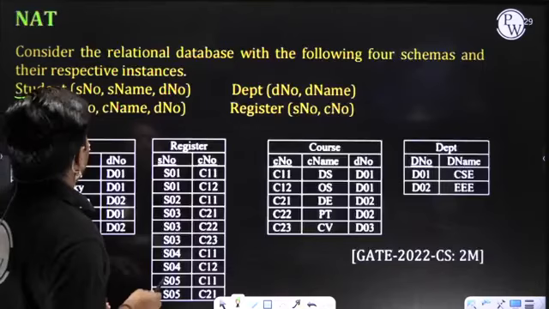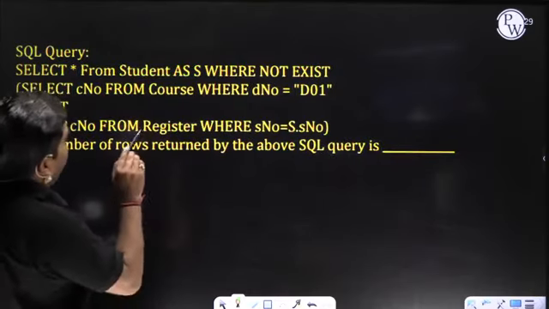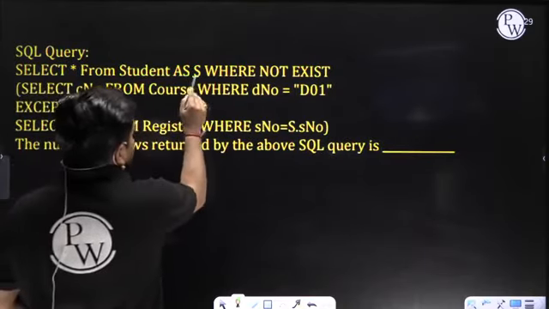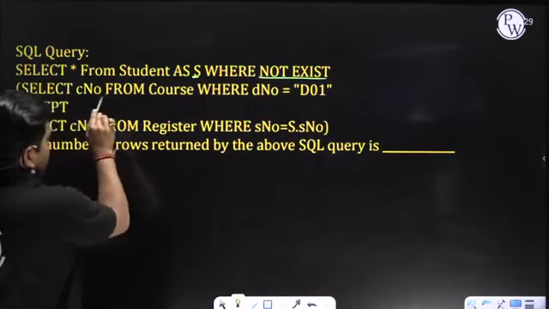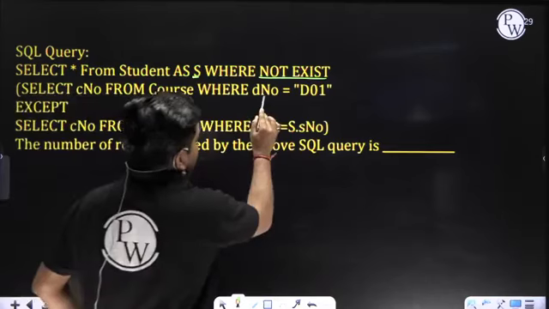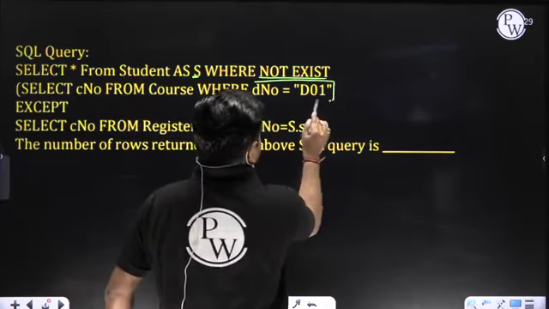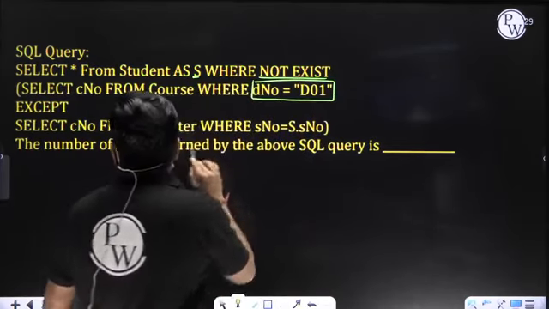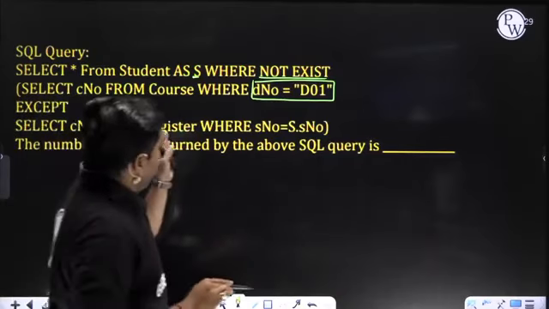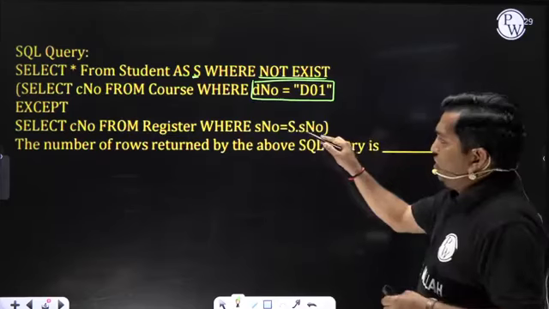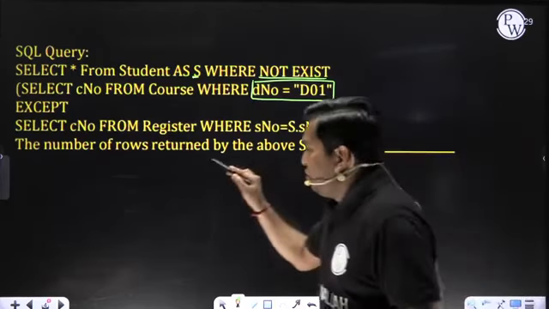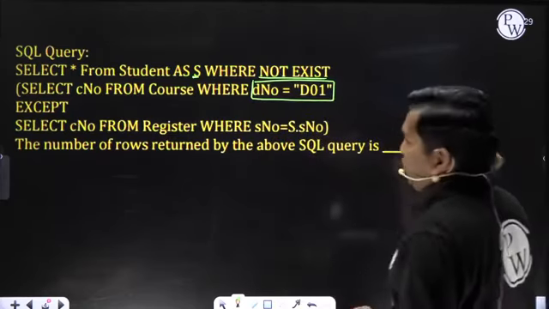Please check what is mentioned here. Select star from student as S where not exists (select course number from course where department number equal to D01 except select course number from register where S.SSN number equal to S.number). The number of rows returned by the above SQL query is?